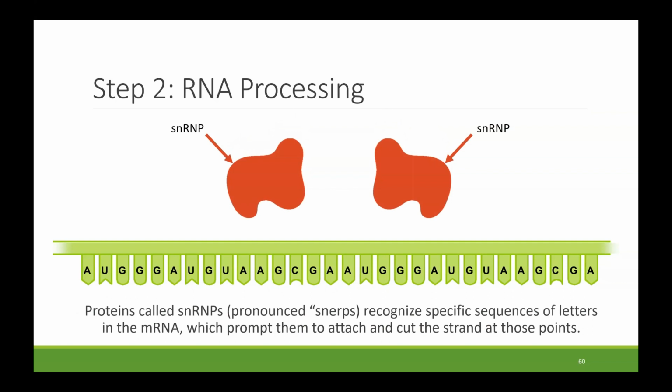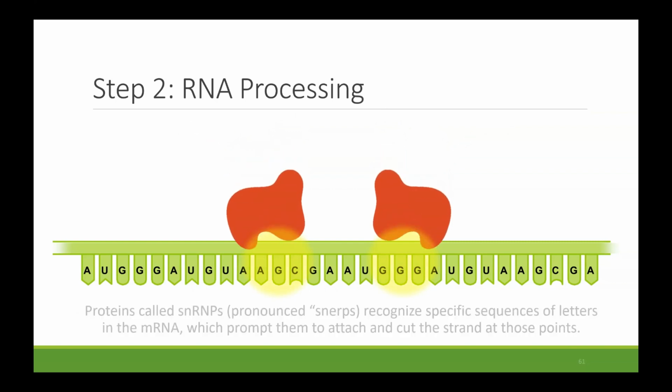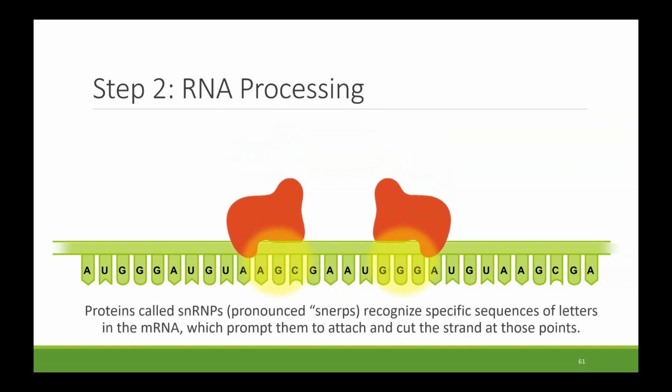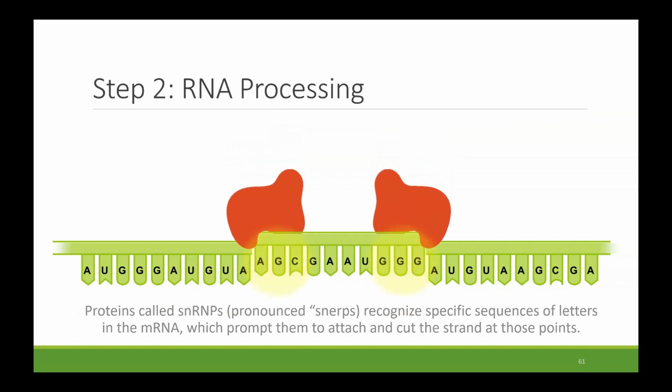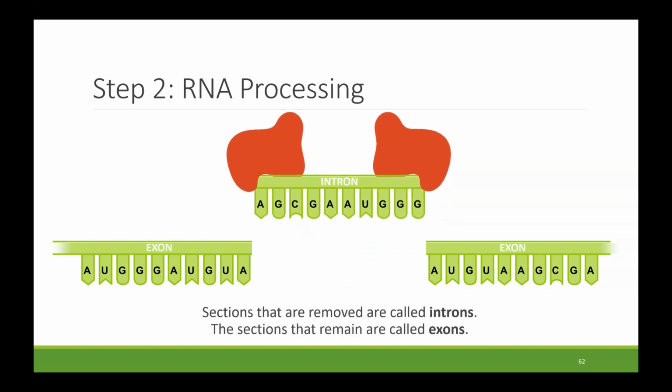So these SNRPs will actually look through the messenger RNA and they'll read the letters, and they recognize specific sequences of letters. And when they see those sequences, it will prompt them to attach to the messenger RNA and actually cut through the strands at those points. And then the SNRPs will remove the sections that they cut out.